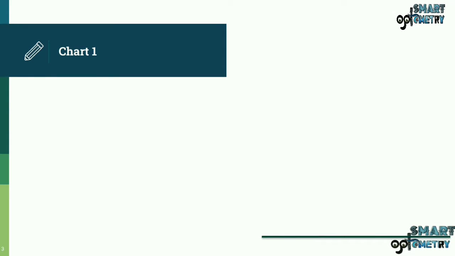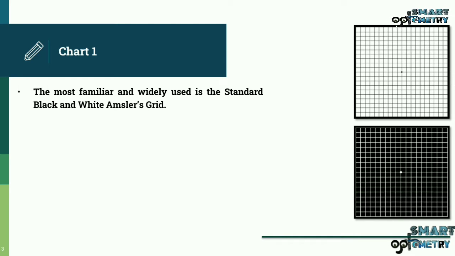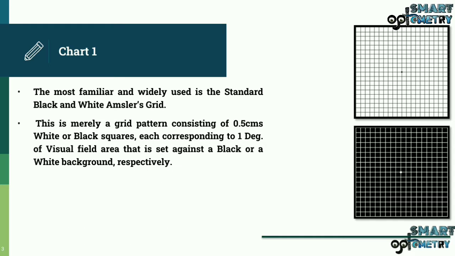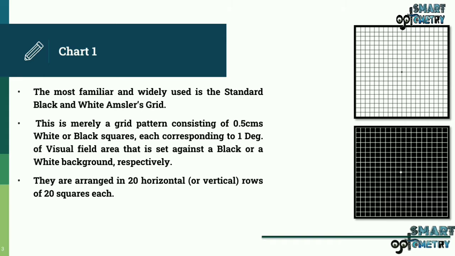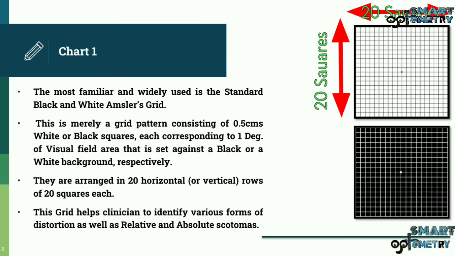Let's look at chart 1. The most familiar and widely used is the standard black and white Amsler's grid. This is merely a grid pattern consisting of 0.5 centimeter white or black squares, each corresponding to 1 degree of visual field area, that is set against a black or a white background respectively. They are arranged in 20 horizontal or vertical rows of 20 squares each.